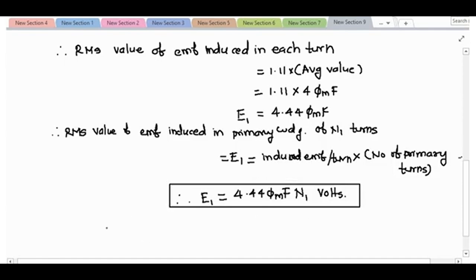Okay. Similarly, if N2 are the number of turns of the secondary winding, I can write the EMF induced in the secondary winding due to mutual inductance equals 4.44 phi m f N2 volts.